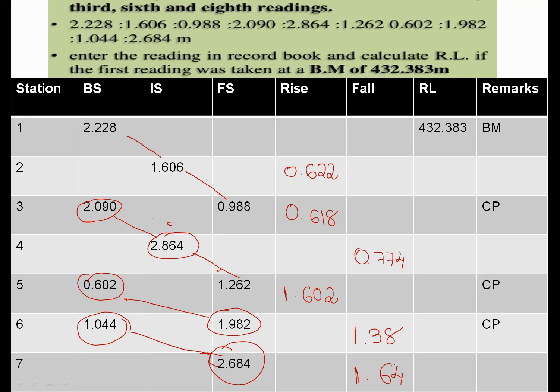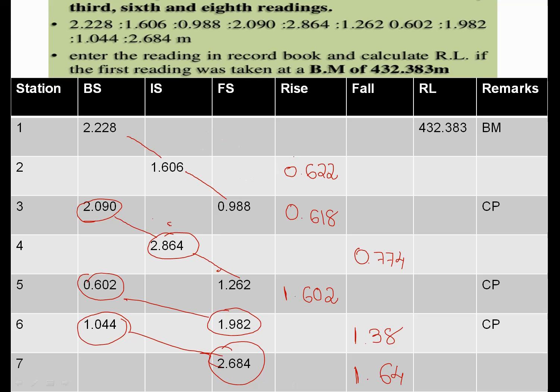Once you complete this column of rise and falls, you have to find out the RL value. You can find out the reduced level. That was our aim, right? You had to find out the reduced level of points on the ground. So let us see how you can find out the reduced level of station 2. Against station 2, you have booked rise or fall? You have booked the rise, right?